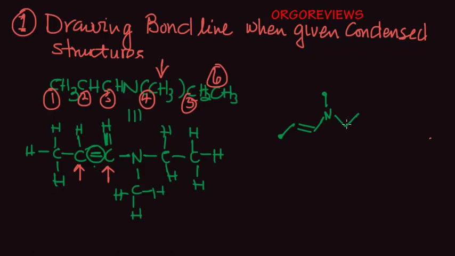So every point here represents a carbon with hydrogens, but then it's not shown. And of course, this carbon right here has a hydrogen, that one has a hydrogen, but because they are carbons, we do not show them.